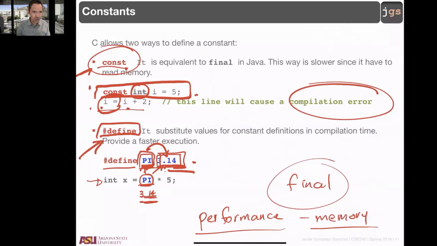Define, const, you can check both. Define, usually when you want to increase the performance of your program, when you do not want to use more memory, that is your option. Any case, you can use const in the same way that you use const in Java. Both are available. Any questions so far?